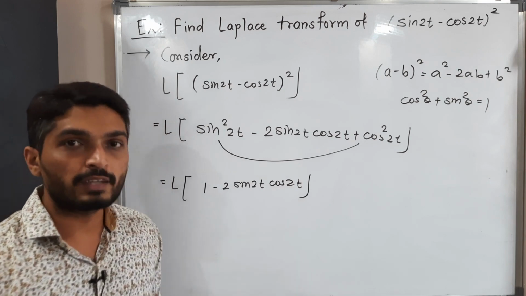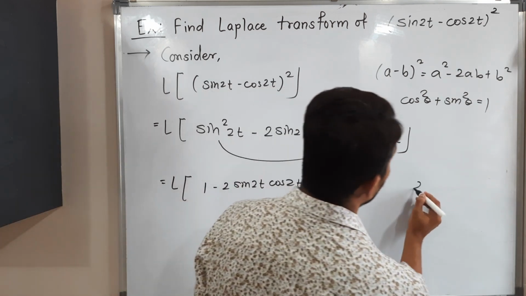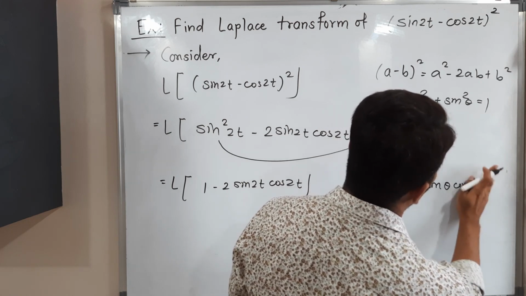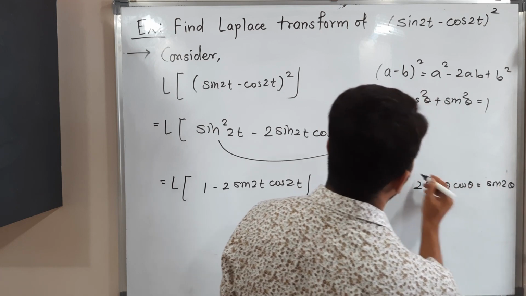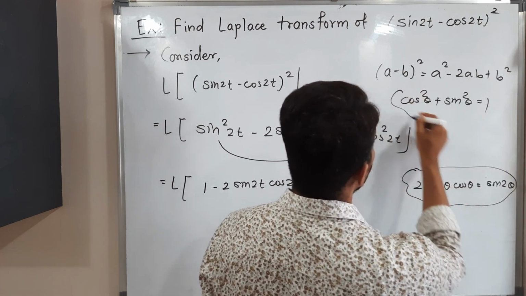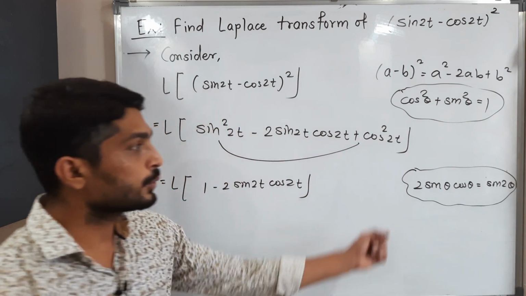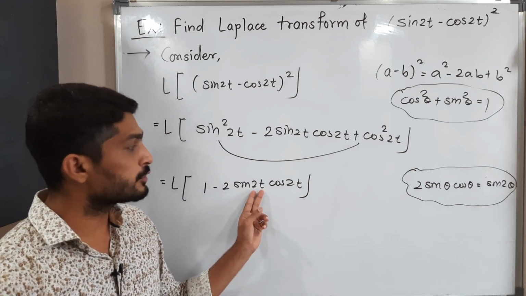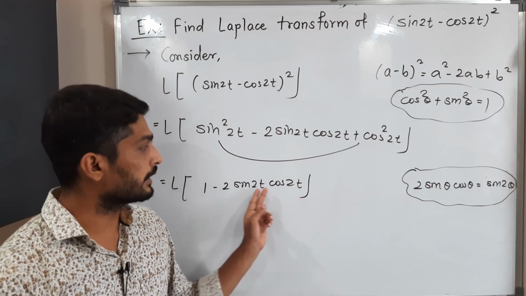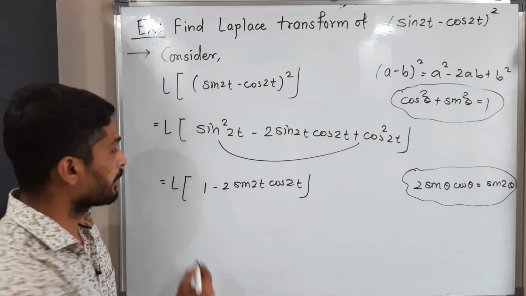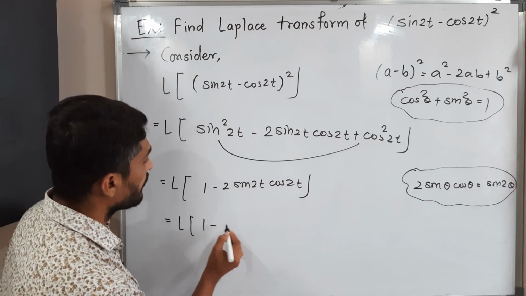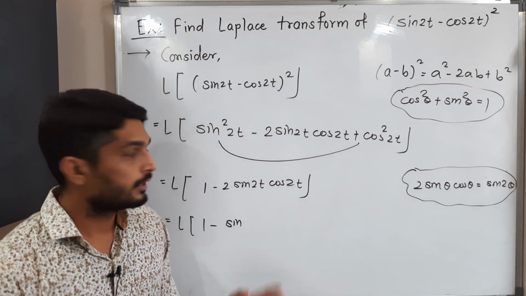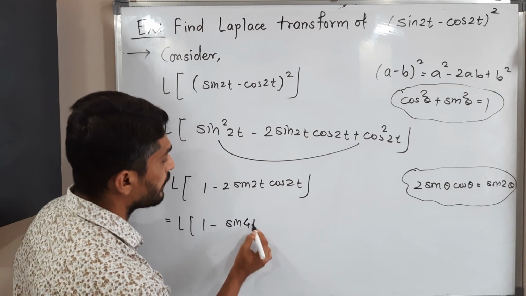One more formula we have seen in trigonometry: 2 sine theta cos theta is equal to sine 2 theta. So we use this formula also. Here theta is 2t, so we have 2 sine 2t cos 2t. So what can we write using that formula? It is 1 minus sine, and we have to write 2 theta, twice of theta. Twice of 2t is 4t. So we have sine 4t.